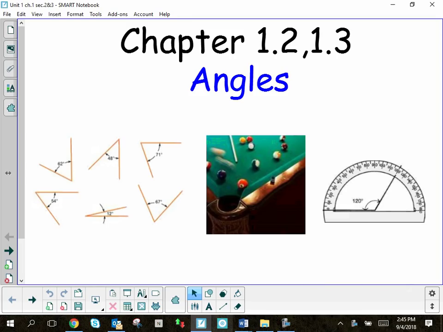All right, so we're going to go on to our next section, and it's going to include sections 1.2 and 1.3 of the book, and this one is called angles. Make sure you put this as your title right there, okay?